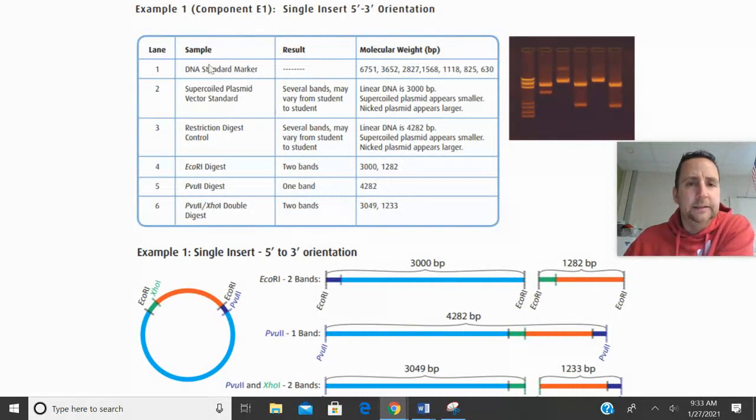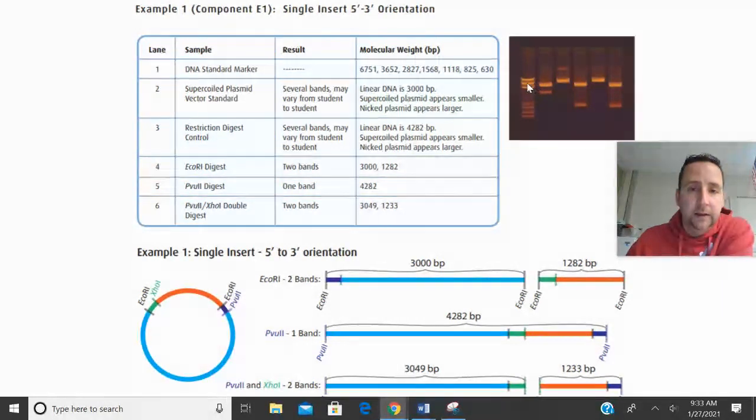If you look at what we're looking at in the lanes, the standard marker helps us to determine size. So if I look, for instance, at one of the lanes that's labeled down here, you see 3,000 and 1282 are the 2 bands. So this would be the 3,000.